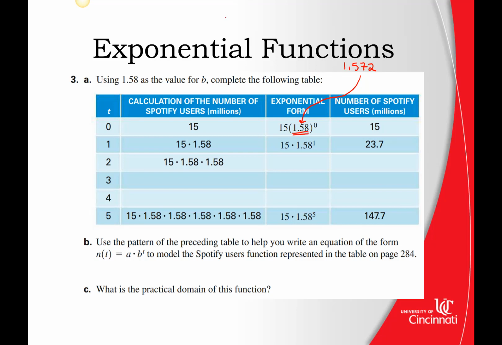And the question then is, well, gosh, the equation for exponential functions is A times B to the x. Well, we know what B equals. We'll call it 1.58.